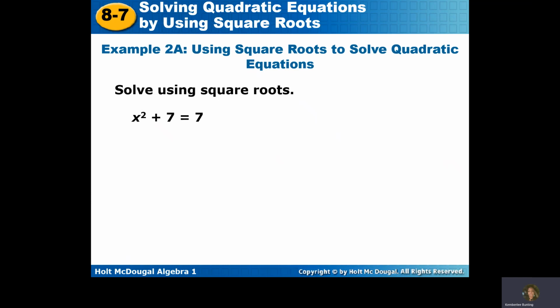Look at this situation. Young people, what do I do? All of the problems I've given you up until this point have had x squared by itself on one side and then numbers on the other side, right? So what do you think I should do on the left-hand side of my equation? It says x squared plus 7 equals 7. Go ahead and write it down. X squared plus 7 equals 7.